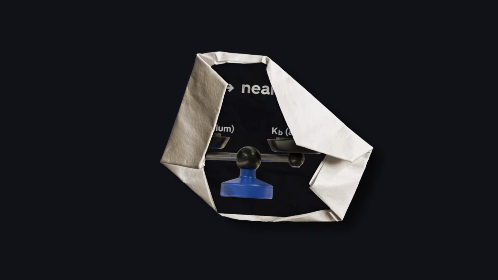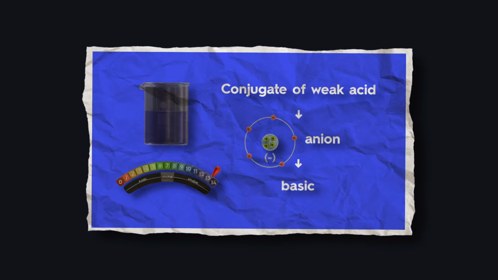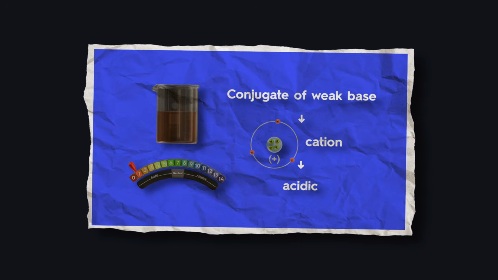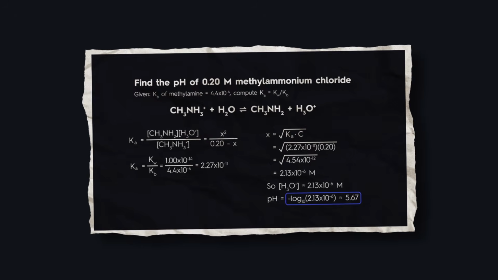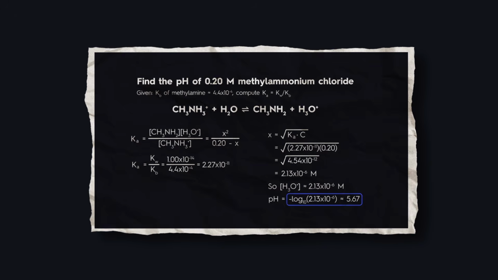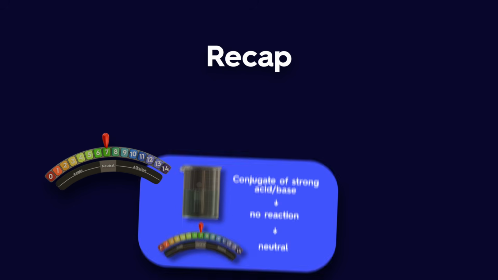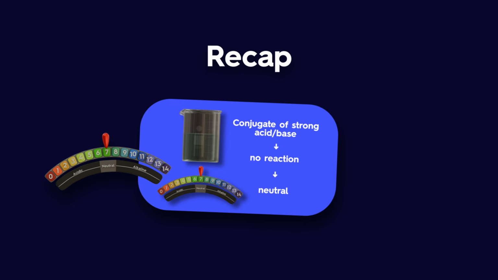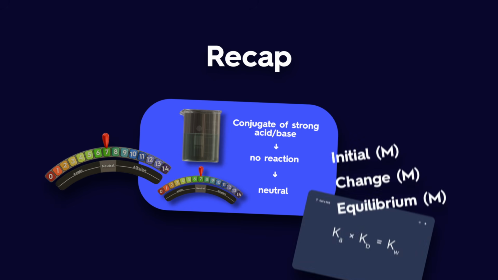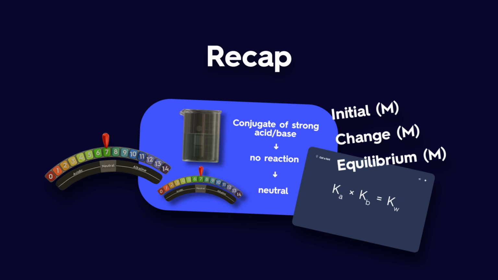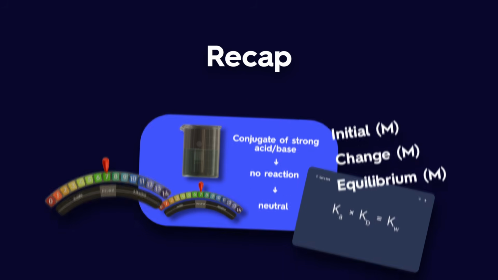So far, we have identified neutral ions, spotted basic anions and acidic cations, handled both active salts, and worked one pH calculation. You are ready for a final recap. Recap. Predict pH by looking at each ion's conjugate partner. Conjugates of strong acids or bases are usually neutral. If one ion is the stronger acid or base, it sets the pH. Use an initial change equilibrium table, and Ka times Kb equals Kw, to compute pH when needed.